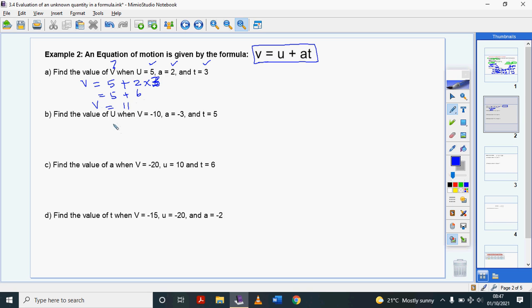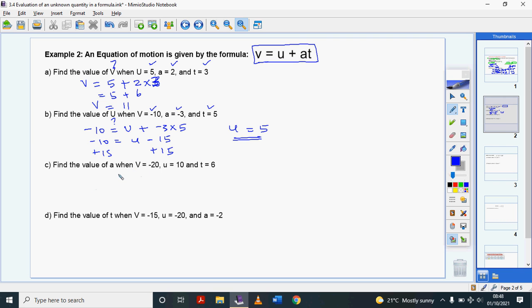Let's try part B. You want to find u, you know v, you know a, you know t. So you write the equation with what you have. So you have v, which is negative 10, is equal to u, the thing you want to find, plus a, which is negative 3, and t is 5. So you have negative 10 is equal to u, and negative 3 times 5 is negative 15. If I want to find u, I'll add 15 to this side and add 15 to this side. So I end up having u is equal to negative 10 plus 15, which is 5, right?